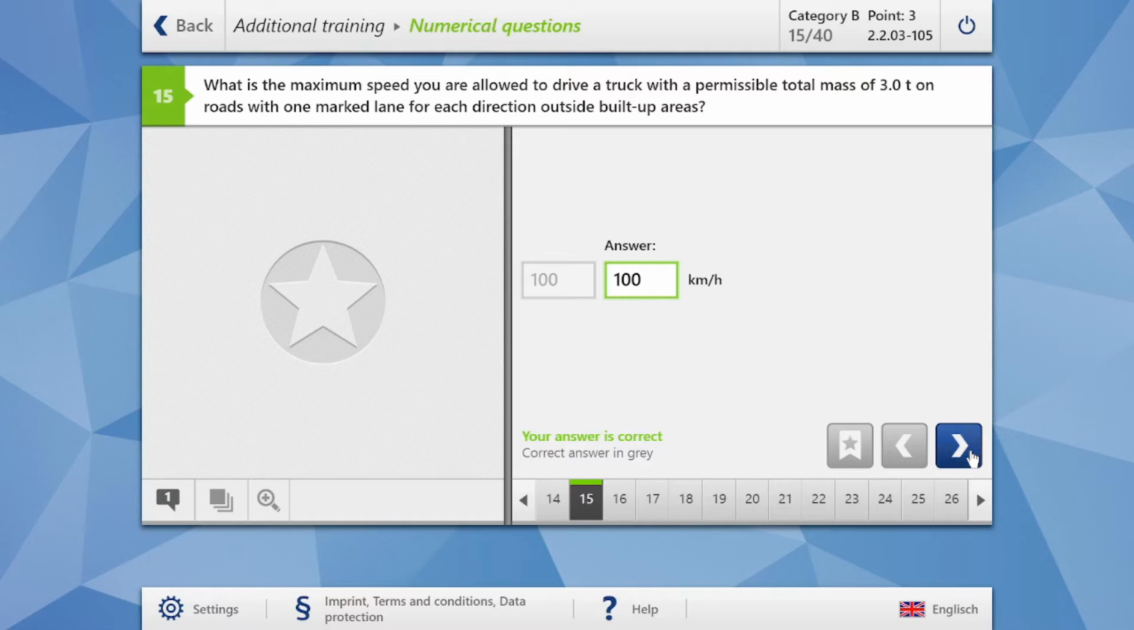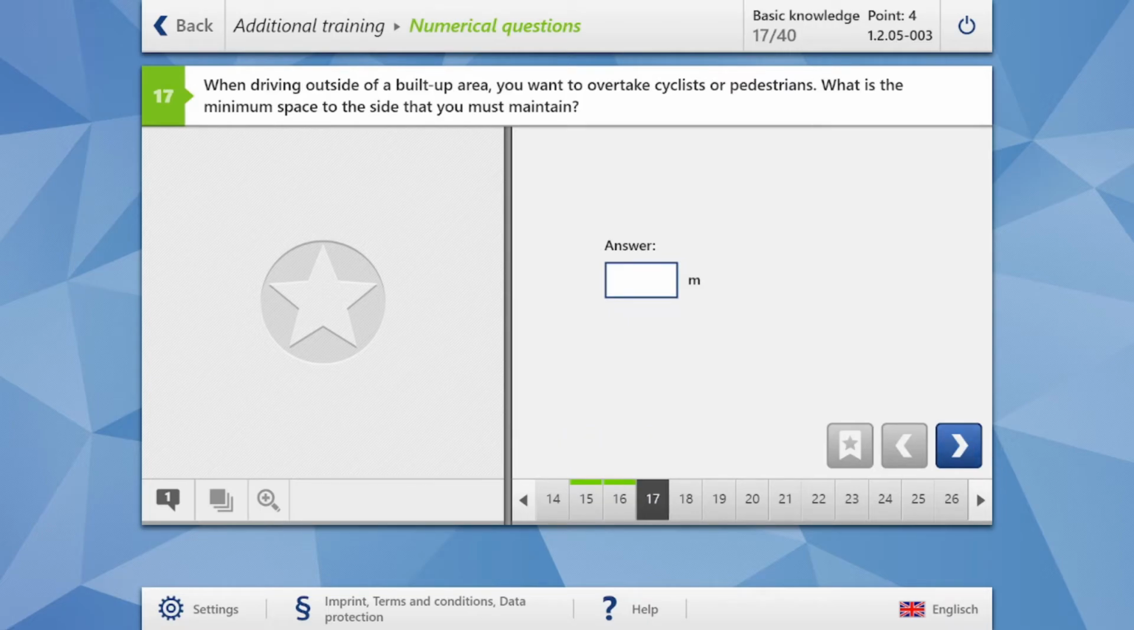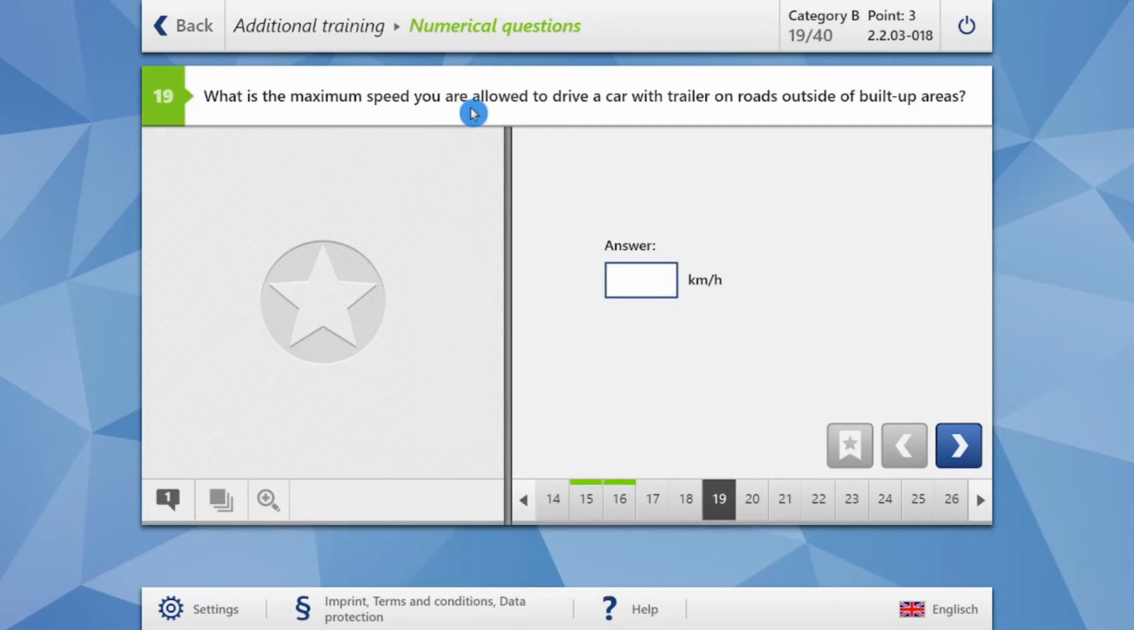Let's look at the next one. What is the recommended speed that applies to cars and motorcycles on autobahns? Okay, remember tip number 3. This is 130 km per hour. Okay, let's look at the next one. What is the maximum speed you're allowed to drive a car with trailer on roads outside of built up areas? Again, tip number 1. What is it with trailer? It is 80 km per hour. That's correct. Let's go to the next one.